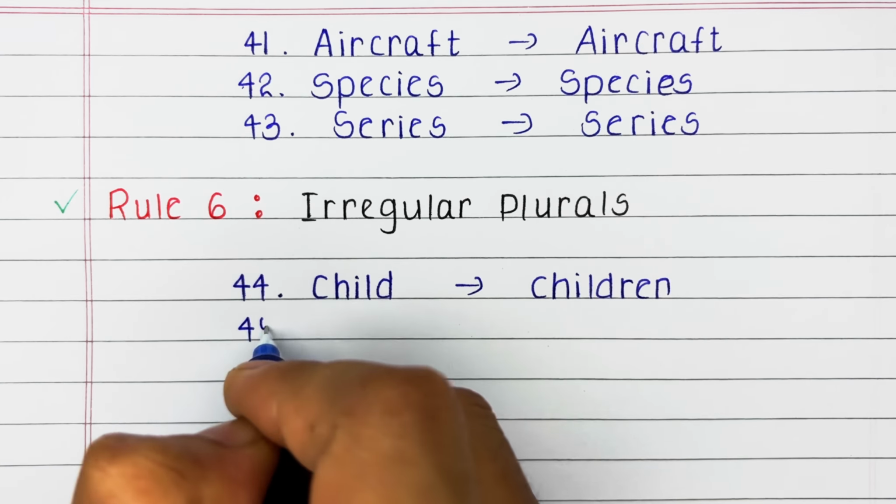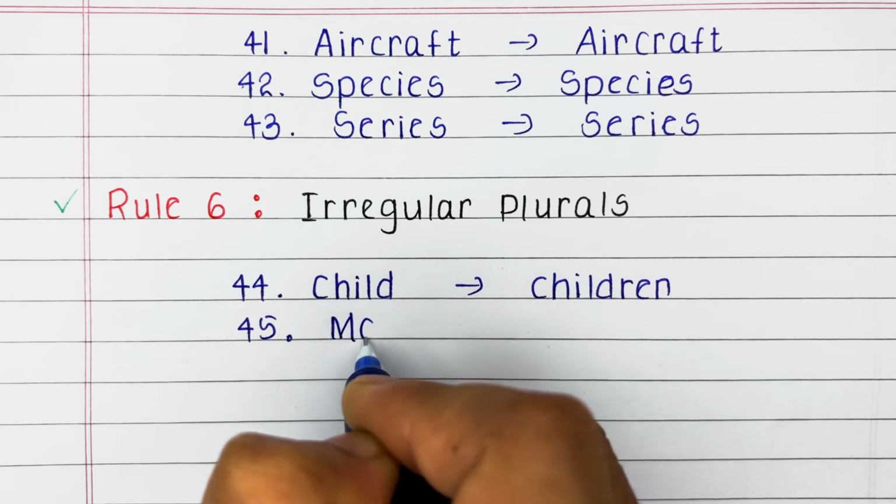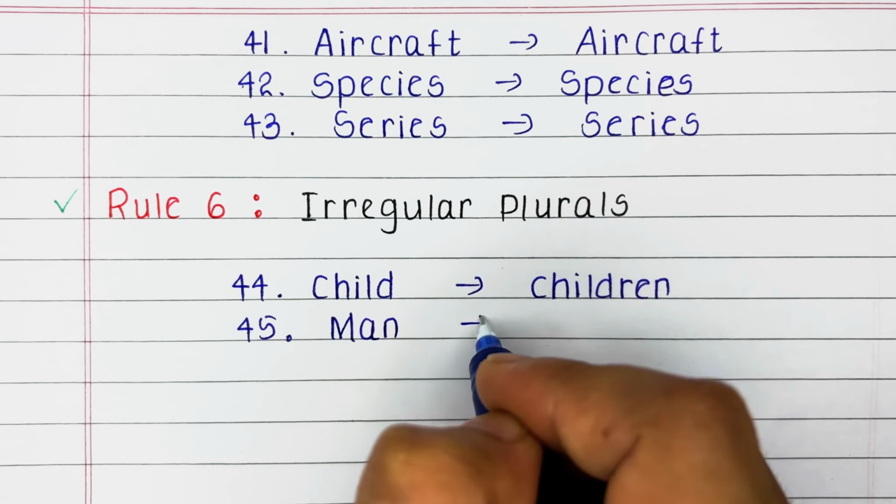Rule number 6 focuses on the irregular plurals. These nouns change completely. There is no rule. You must memorize them separately.